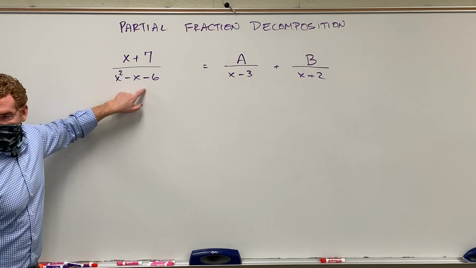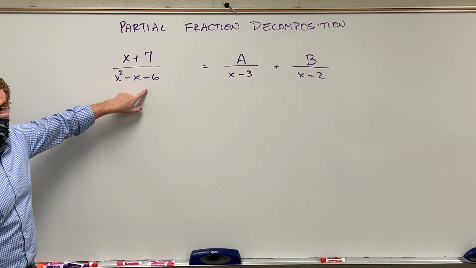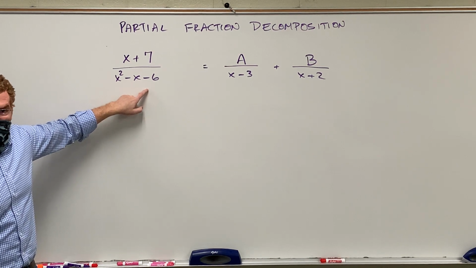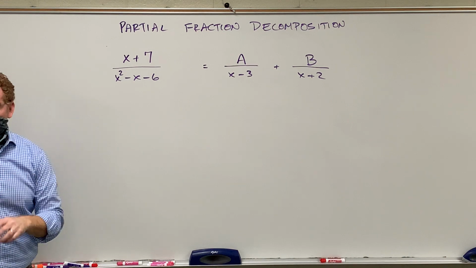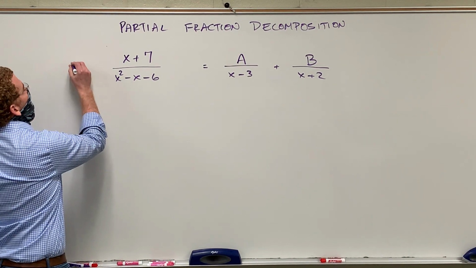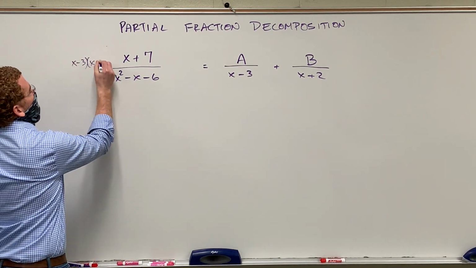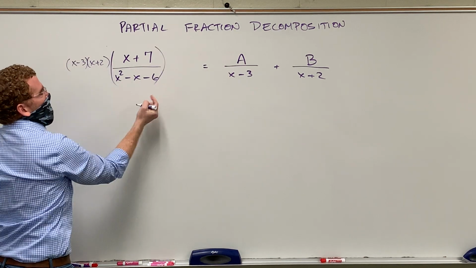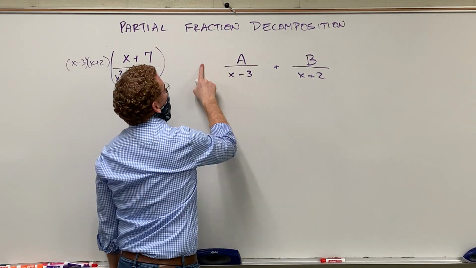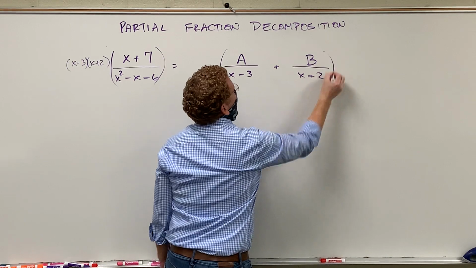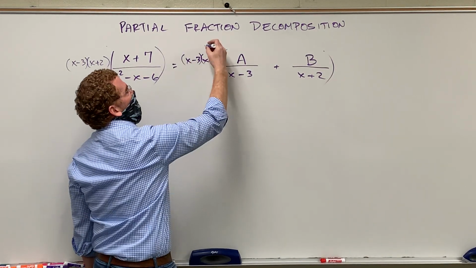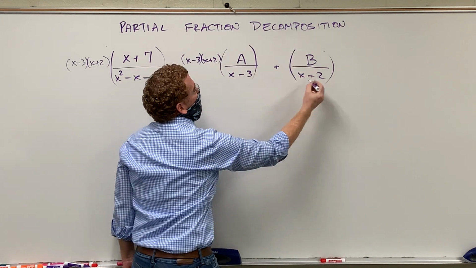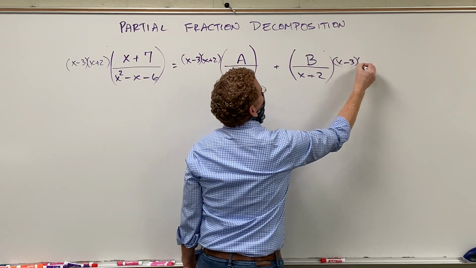Multiply everything by that. So since that's x minus 3, x plus 2, I'm going to multiply everything through by x minus 3, x plus 2 and cancel everything and see where I am. So I'm going to multiply this by x minus 3, x plus 2. That's the whole left side. And I'm going to multiply the whole right side by x minus 3, x plus 2. And in doing that, I would distribute it in to both of these. Does that make sense?